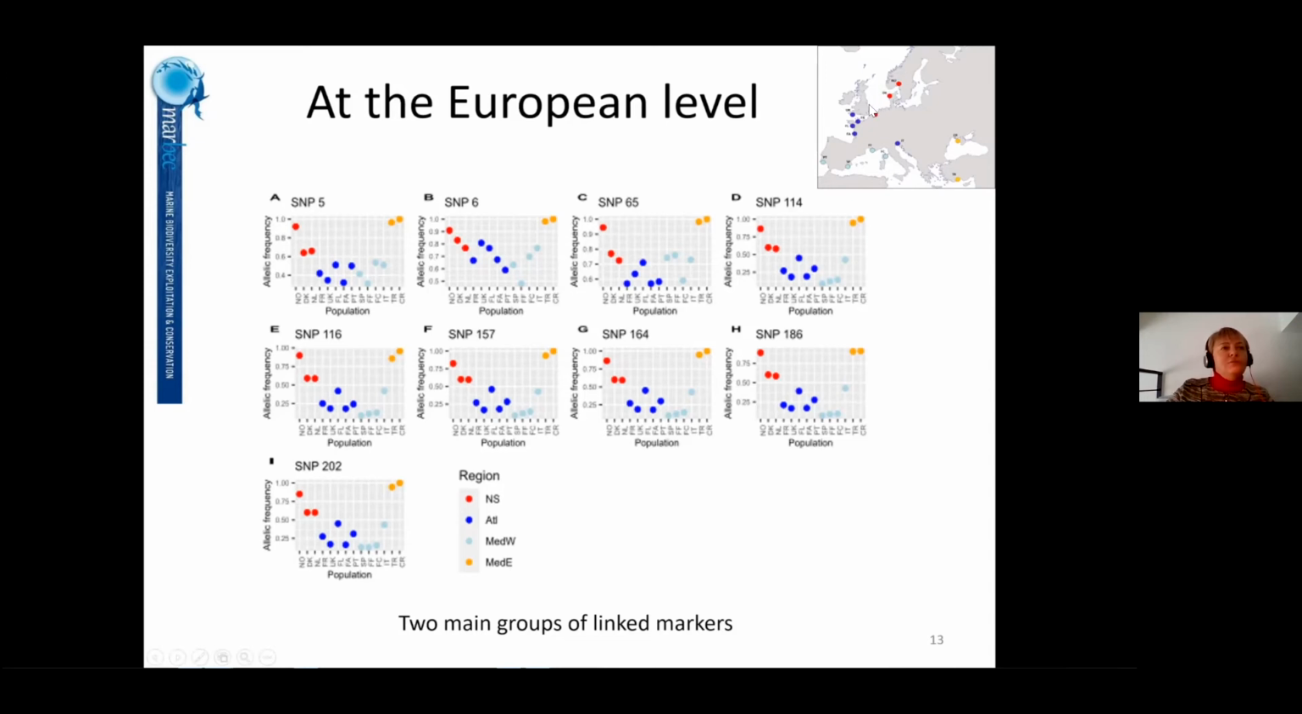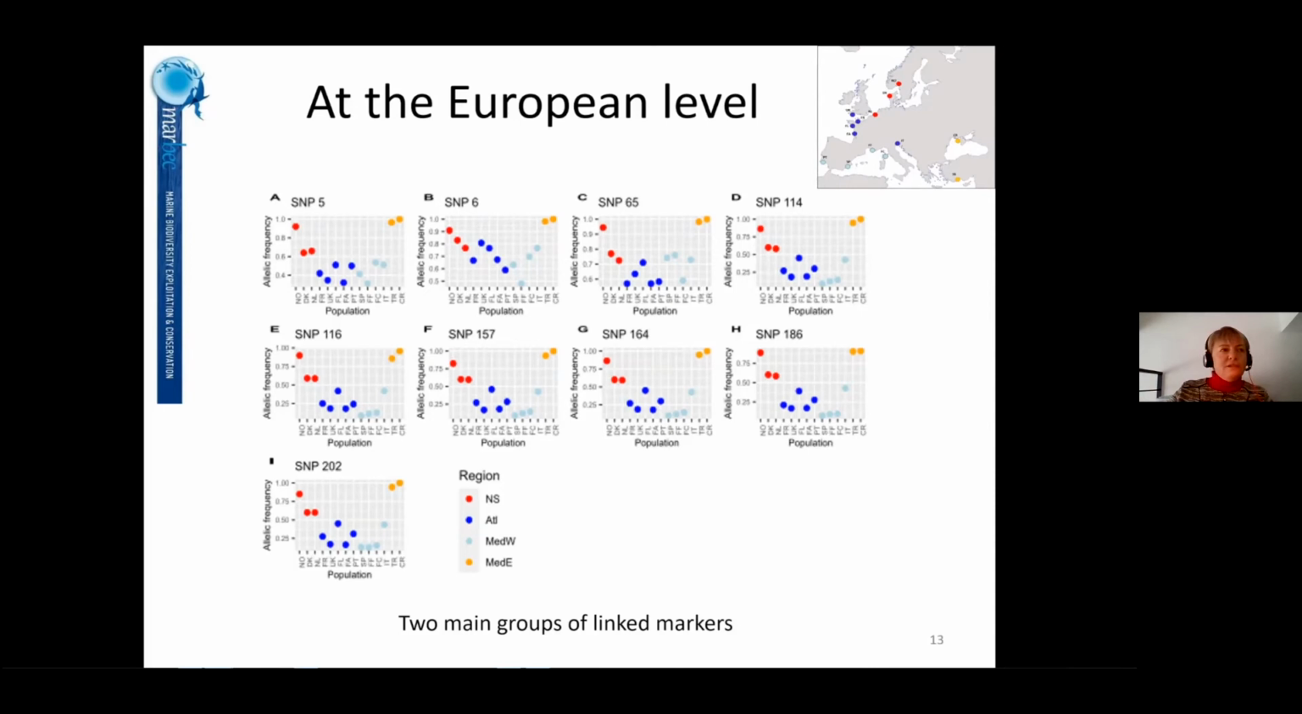When we also look at the differentiation between populations, especially between the North Sea population and Atlantic population on one side, and East Mediterranean and West Mediterranean on the other side, we were looking for the markers that were explaining the main differences with the FST parameter. We ended up with all those linked markers that were outliers. It means that they were the main markers explaining those differences.